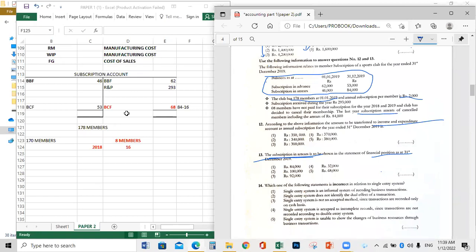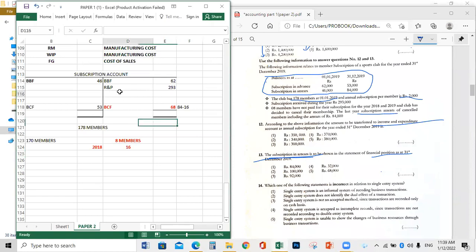Okay. Now see here. Now my question for you all is, what is the subscription written off? It's an expense, guys. So you will debit your income and expenditure and you will credit your subscription account. Subscription written off is an expense for us.